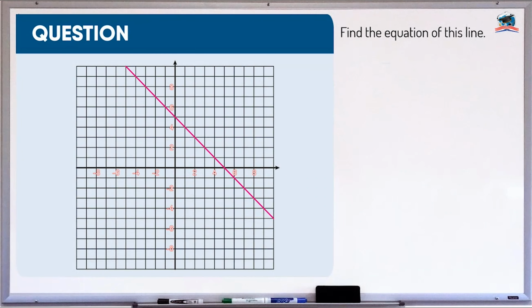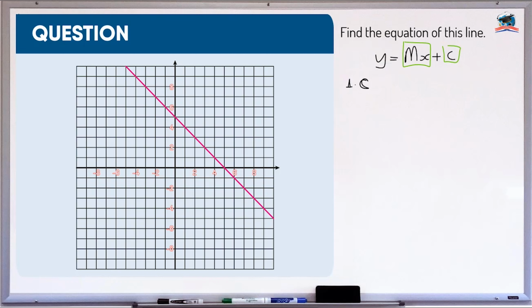We have another question here. We're told to find the equation of the line. We start with our equation for a straight line graph: y is equal to mx plus c. We go for the c first. When we're done with the c, we go for the mx, and then we add both together and get our answer.